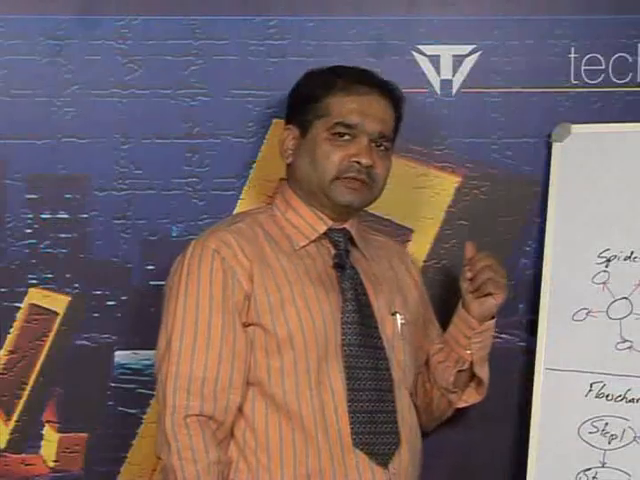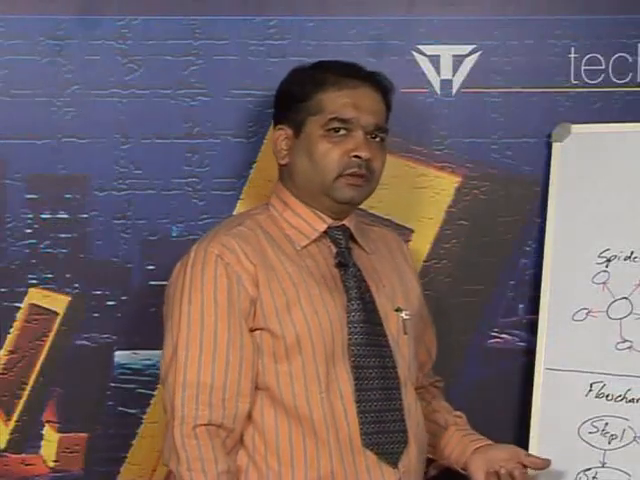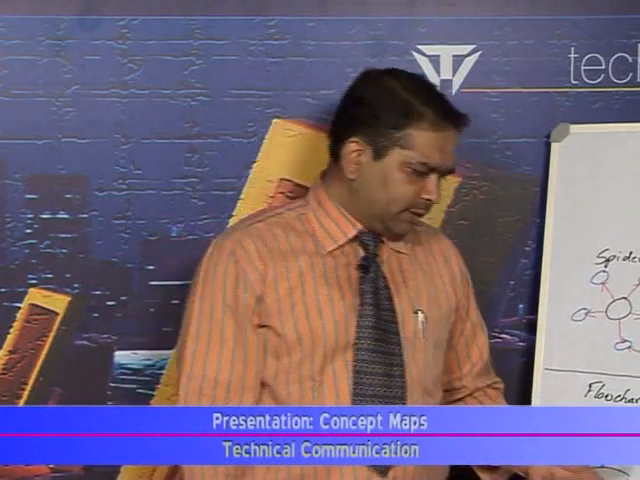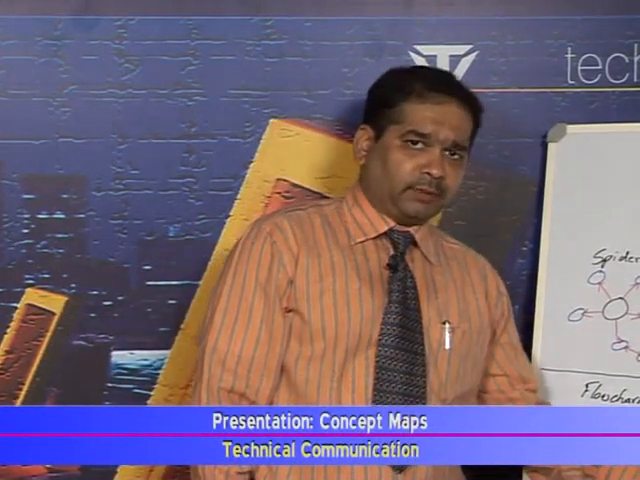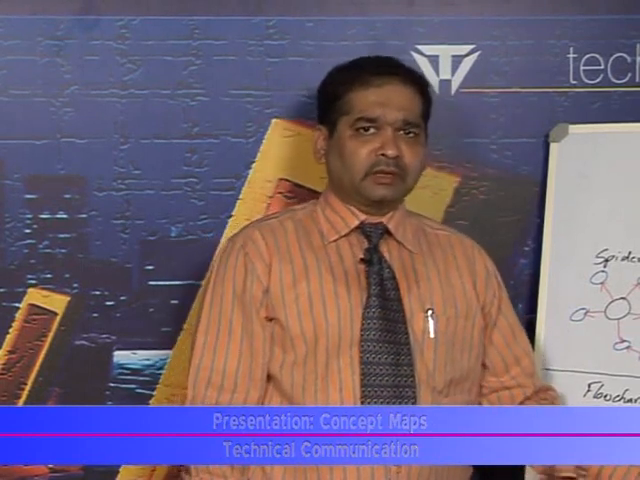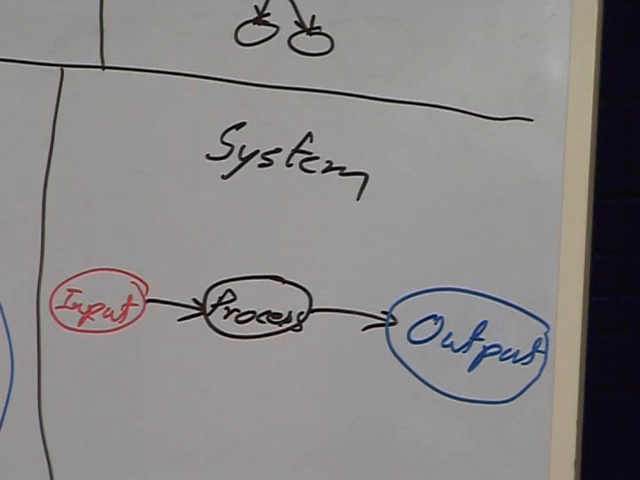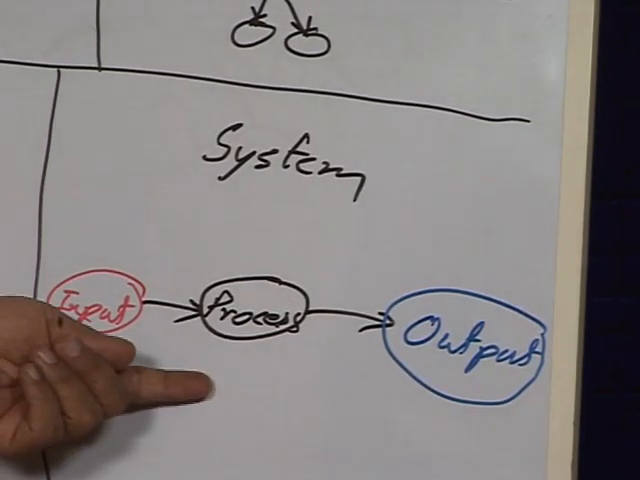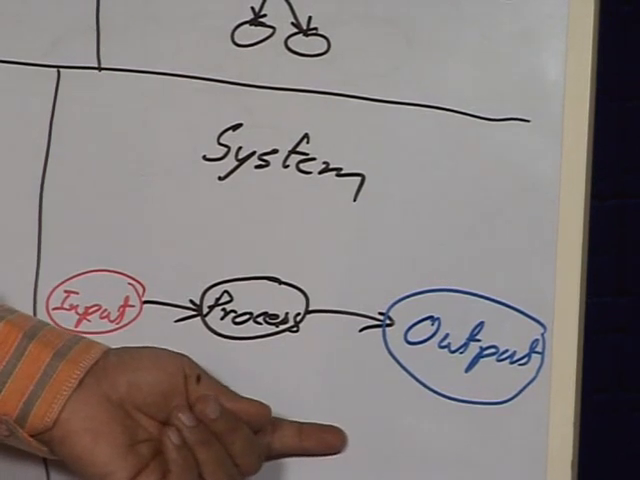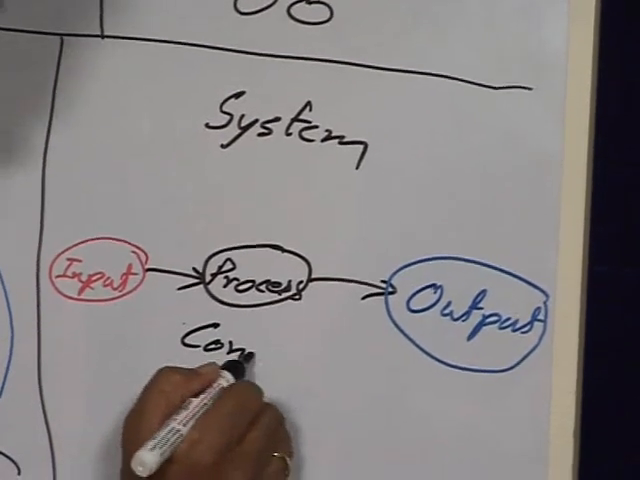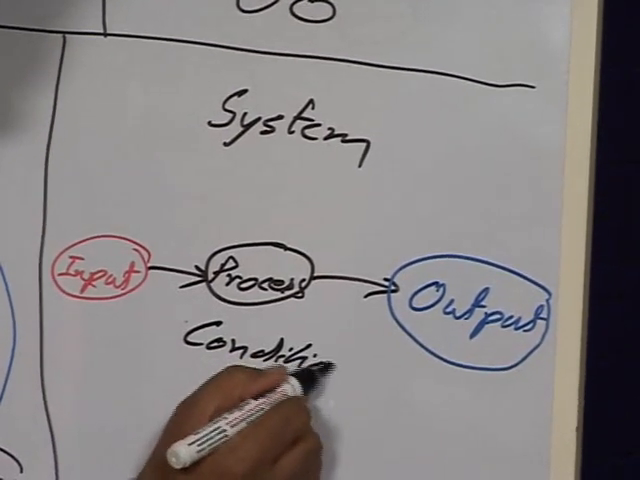Let's go to the system concept map. In a system concept map, you try to identify different components of a system. Typically, if you are talking about a system, you could be talking about the input, the process, and the output. So let's look at the system concept map on the board. Here, the system concept map actually shows you the input that is going to the process and the output that the process is going to give you. You might even mention the conditions over here in which the process actually happens.